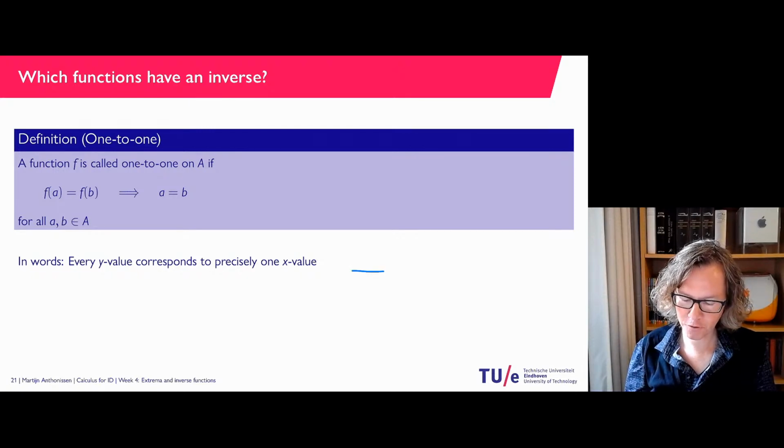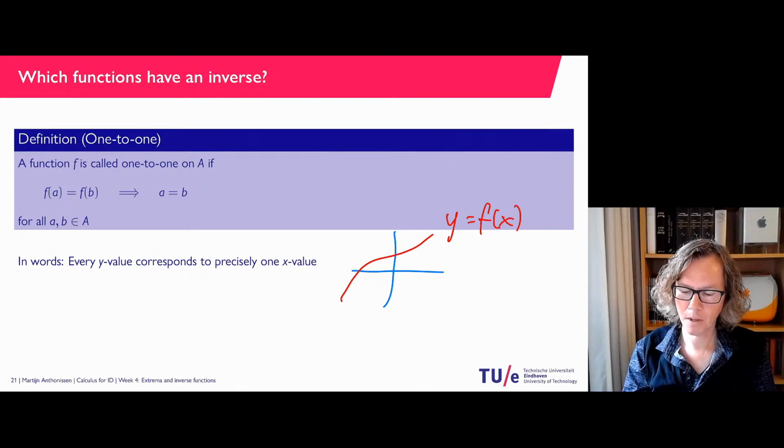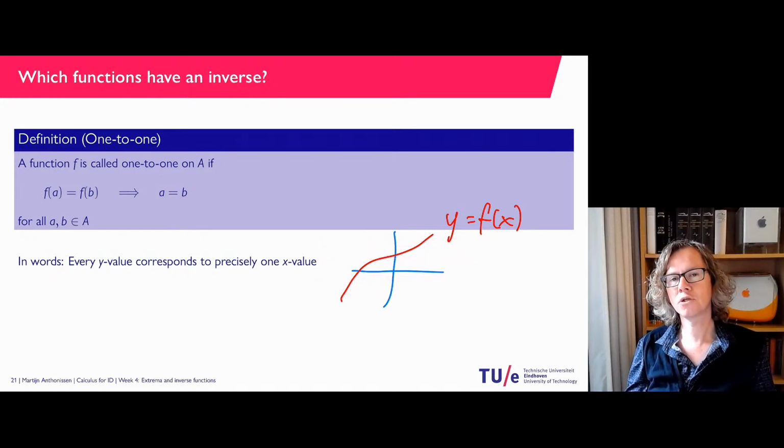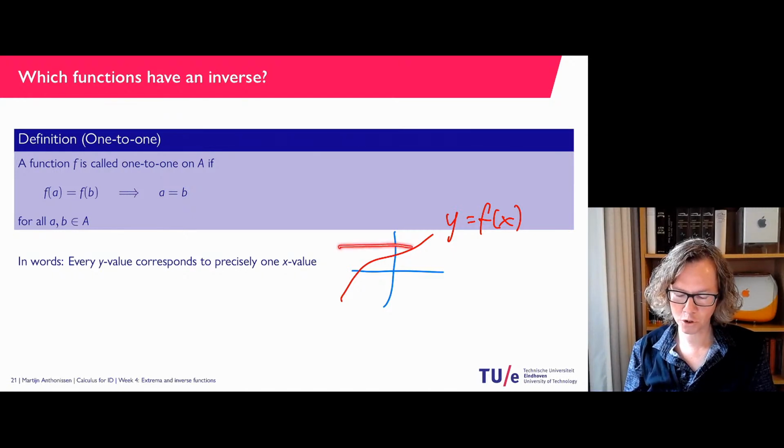If you have a function like this, and I now draw any horizontal line, you see that it only crosses the graph once. And where it crosses the graph, at this point, this is the x value that belongs to the y value here. So for every y value there is a unique x.